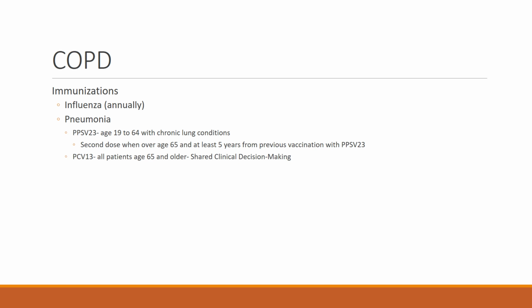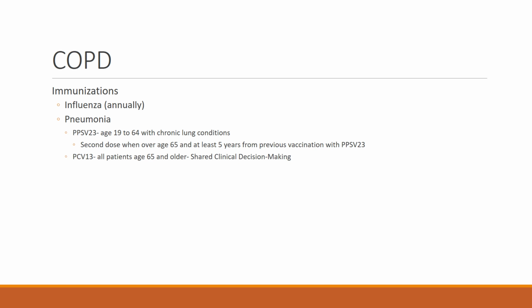So if they've received it when they're younger than 65, then they get that second dose at least 5 years from their previous one, and they have to be over the age of 65. So it's not an automatic 5 years, every 5 years, a patient will get vaccinated for PPSV 23. But it's one dose during that age of 19 to 64 if they have lung disease like COPD or asthma, and then again a second dose 5 years later after they hit age 65.